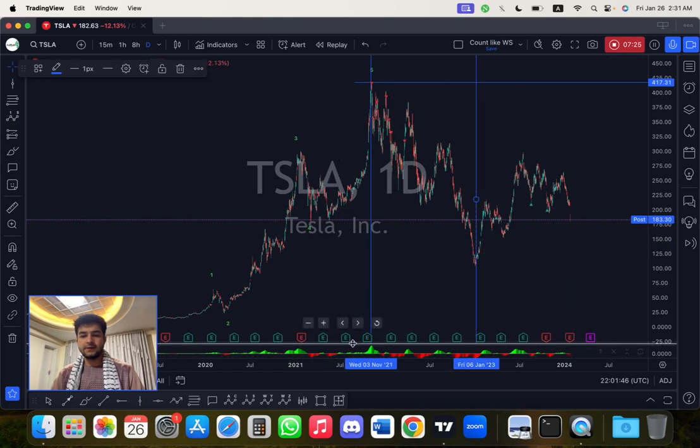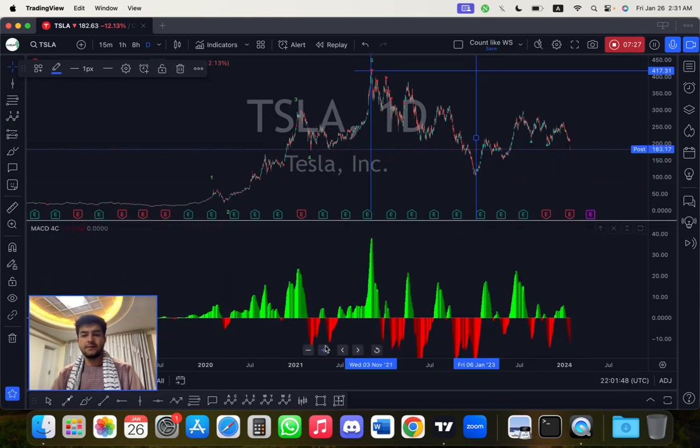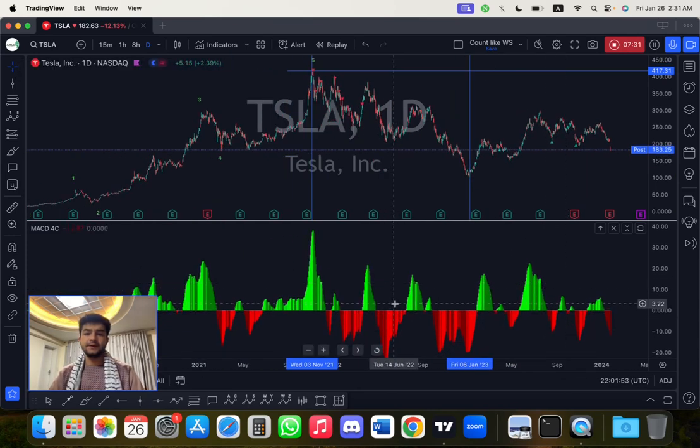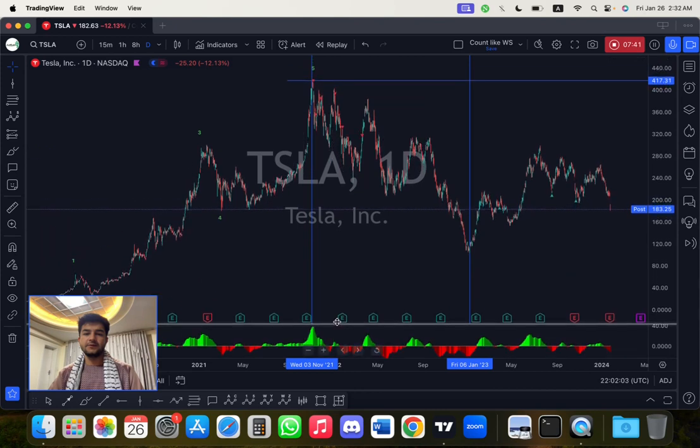So by looking at the MACD, what do you see? We have this green crossover, we have this green crossover. So one of these is your B wave. Let's watch and see which one is your B wave. Is this our B wave or is this our B wave?